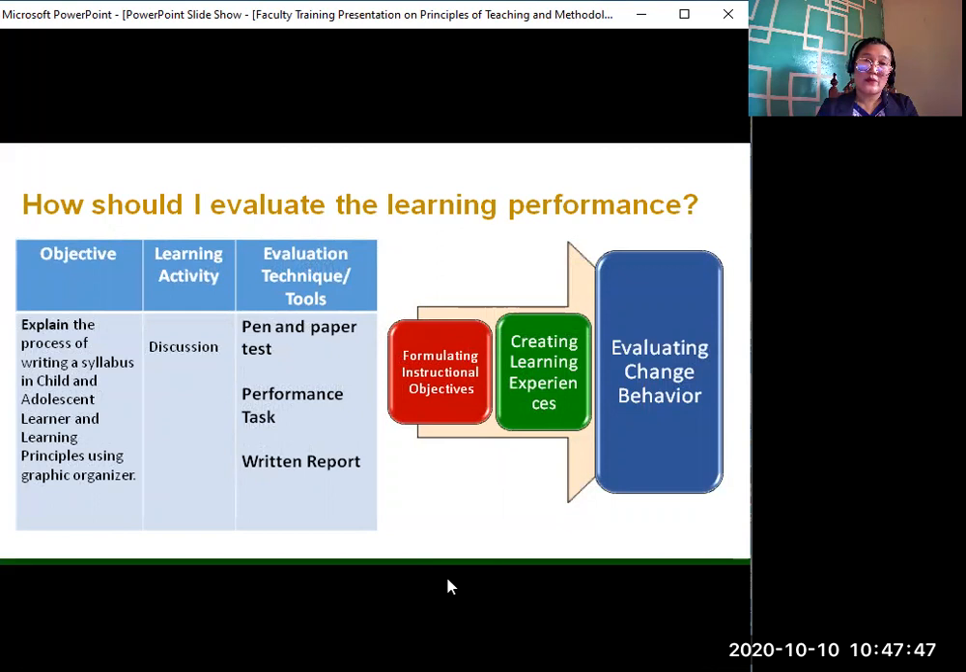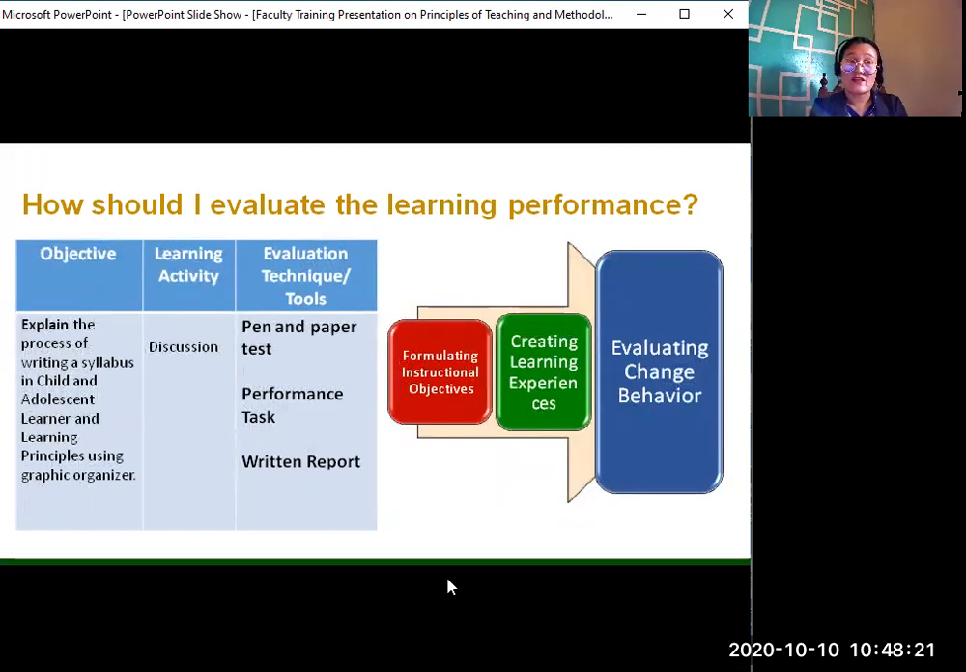Can I use a pen and paper test or written test? If you are the teacher and you are the knowledgeable one on the purpose of your objective, you want them to explain the process of writing a syllabus, which could also be done by a pen and paper test. However, we need your professional judgment as to the alignment and the justification of your objective, explain, which also involves the discussion method as the learning activity.